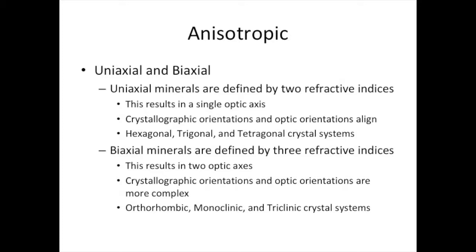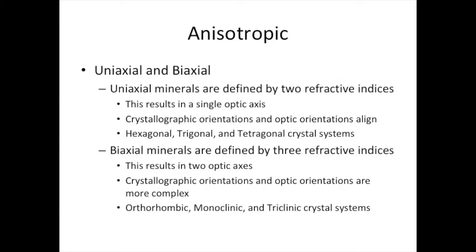We learned that our uniaxial materials are defined by two refractive indices, and that the way these are arranged results in these materials having a single optic axis. The optic axis is a single direction in which light traveling through the crystal essentially behaves as though it's traveling through an isotropic substance. For our uniaxial materials, the optic axis is always going to be associated with the C crystallographic axis. Identifying a substance as uniaxial means it must either belong to the hexagonal, trigonal, or tetragonal crystal system.